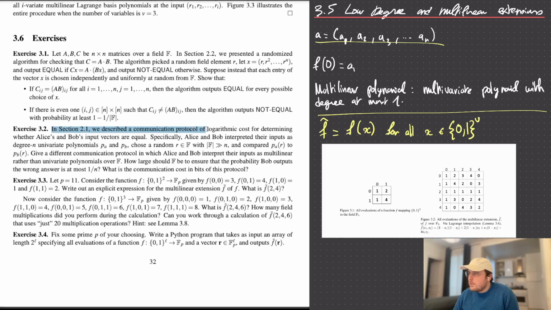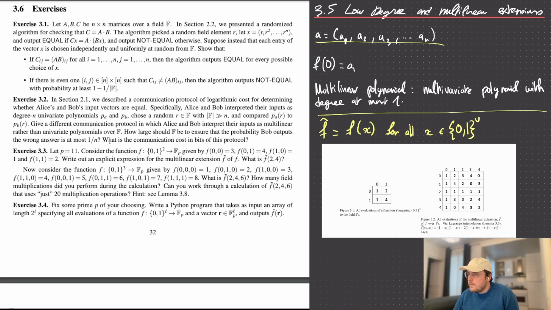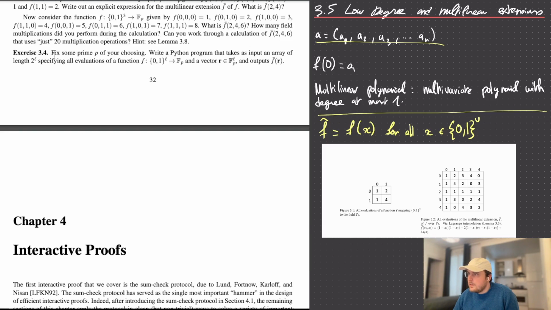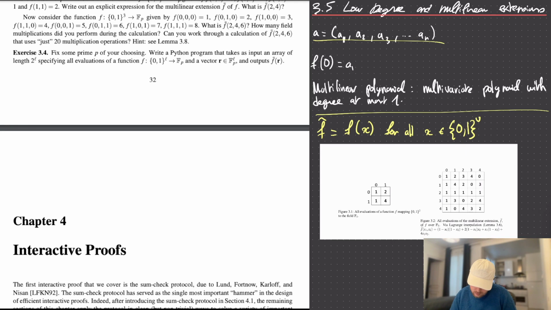In section 2.1 you described, yeah, okay, this is the same vibe. Give a different protocol. Okay, whoa. Oh, probability, no, definitely not for me. Fix some prime p of your choosing. Write a Python program. Ah, this is for me. Write a Python program. I'm the goat of Python. Oh, I don't want to do that.